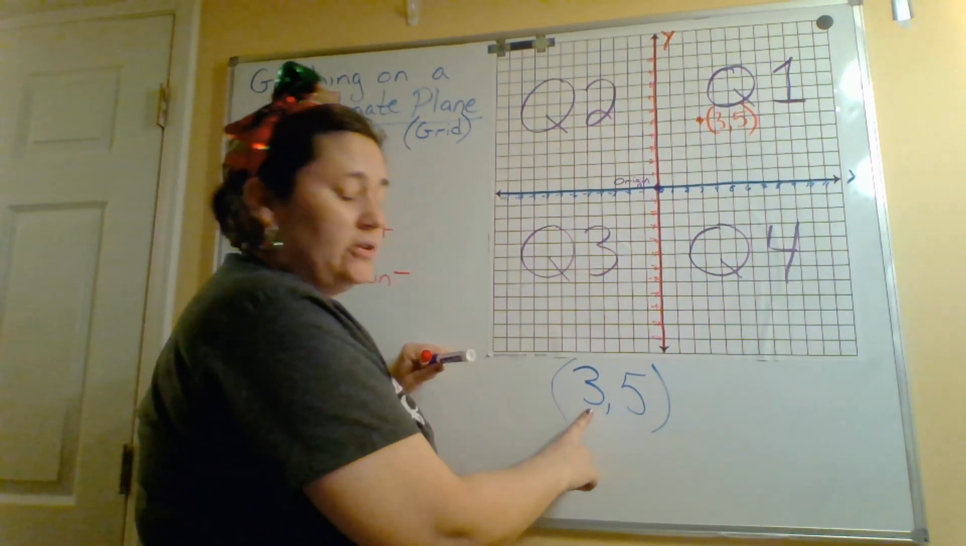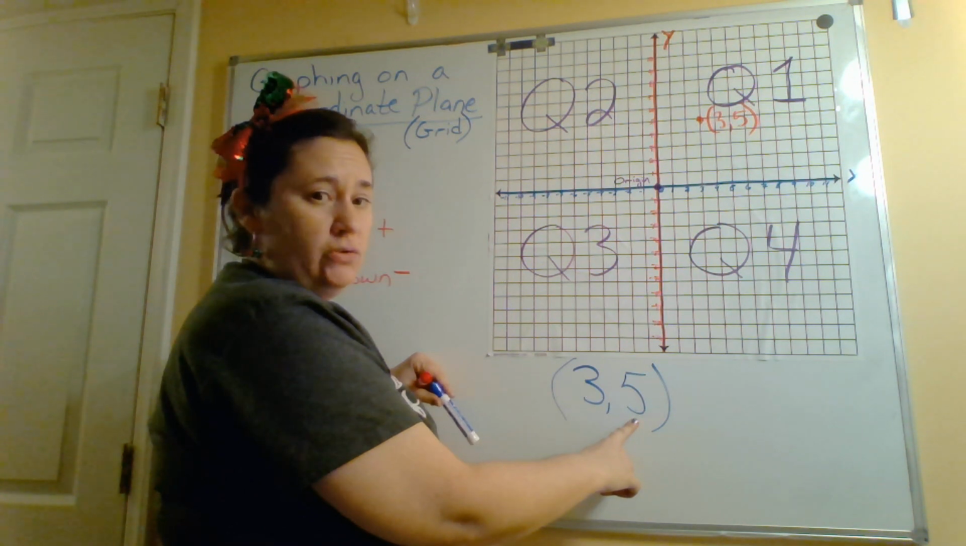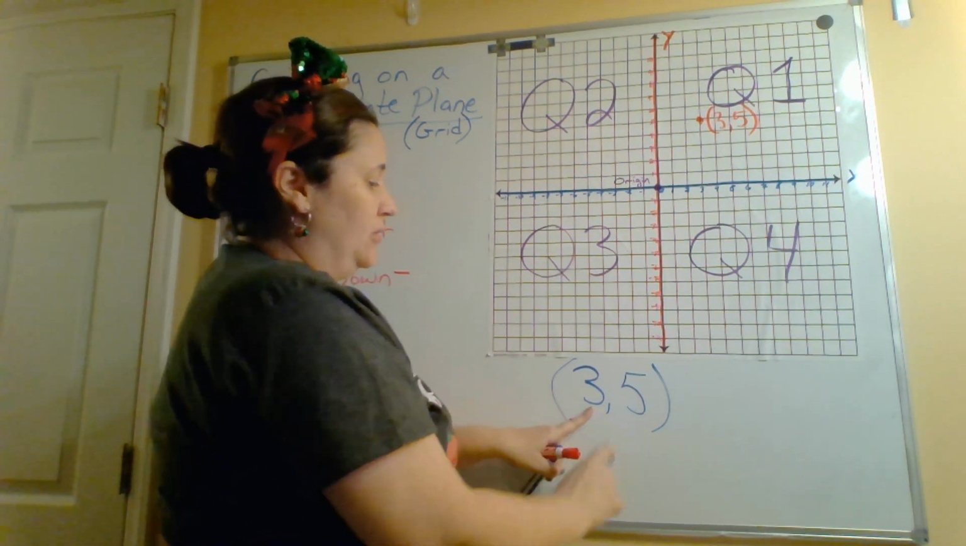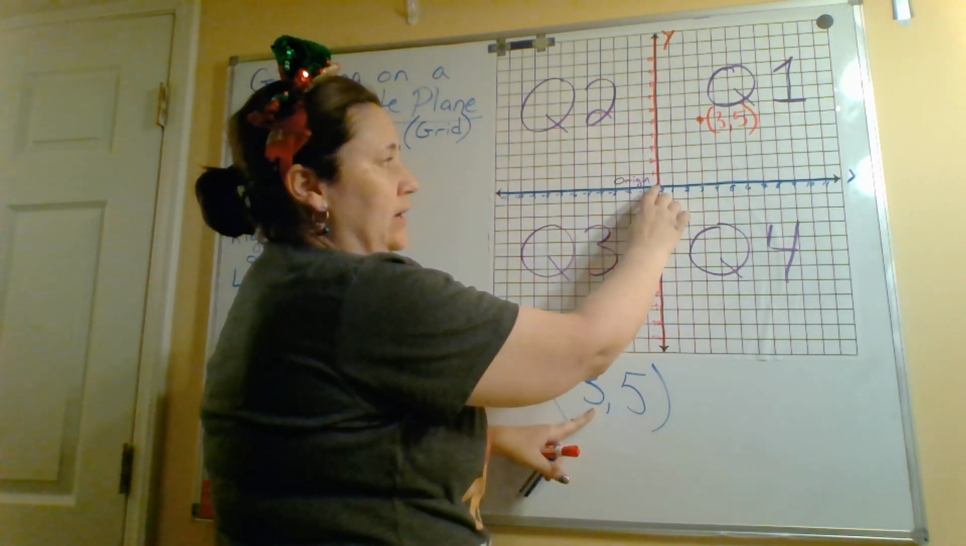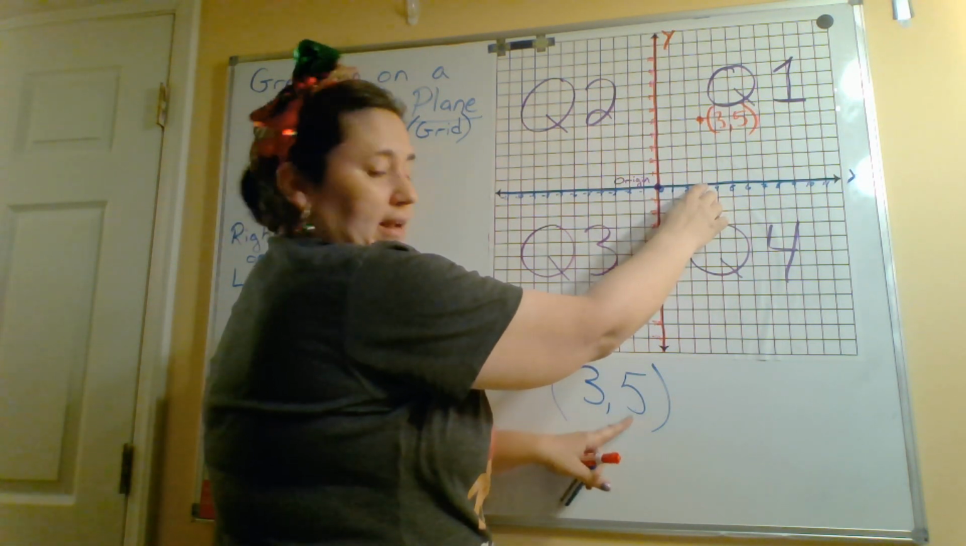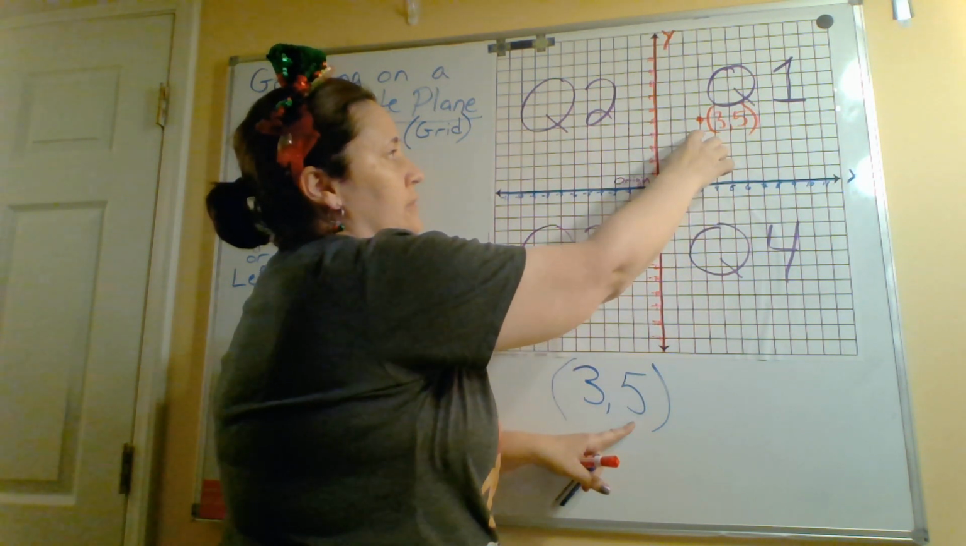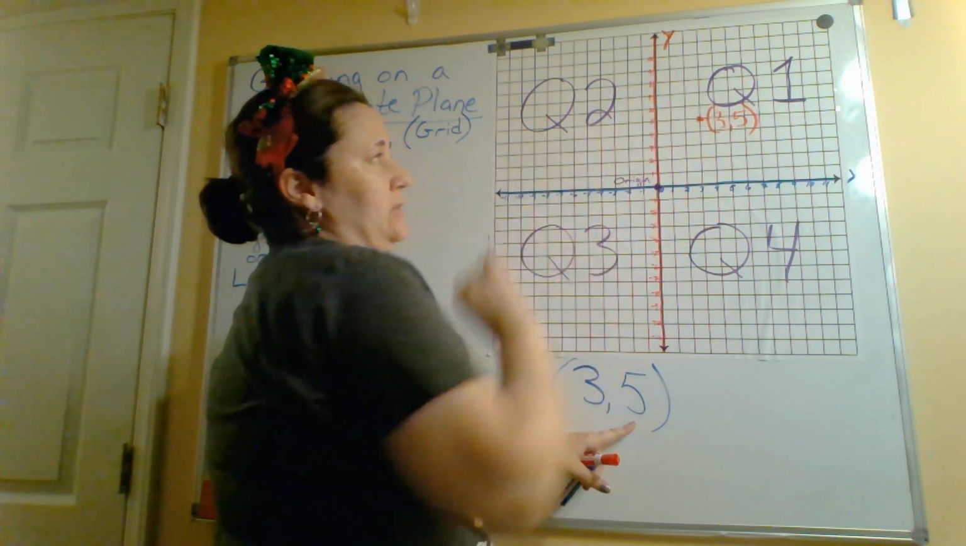The first number tells you how far to go left or right. The second number tells you up or down. The first number is a positive 3, so starting at the origin, you count to the right 3. The second number is a positive 5, so you go up 5. That's where you put your point, right there.